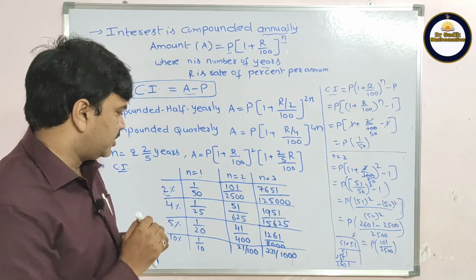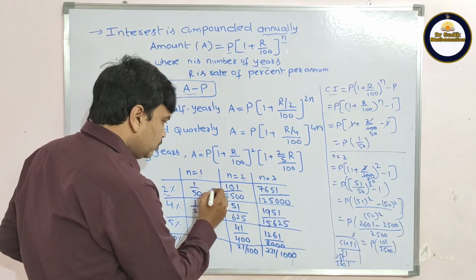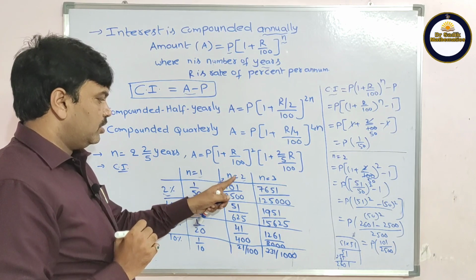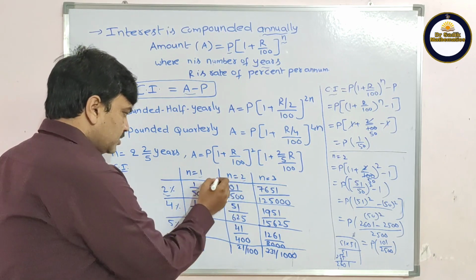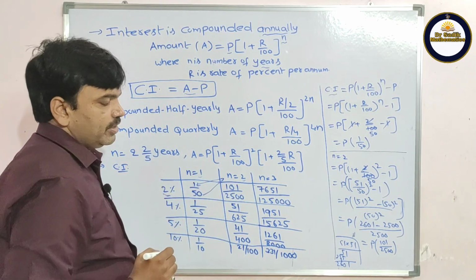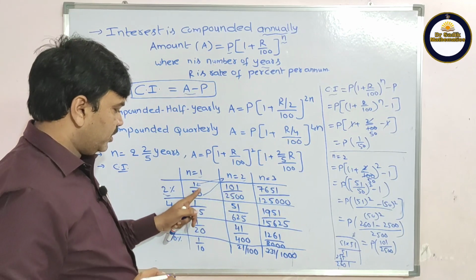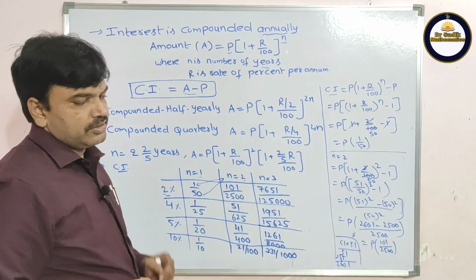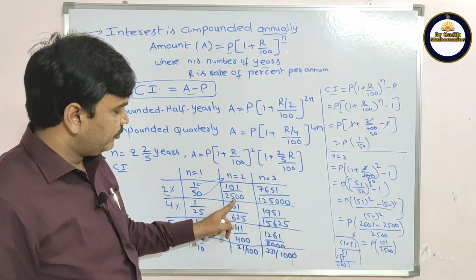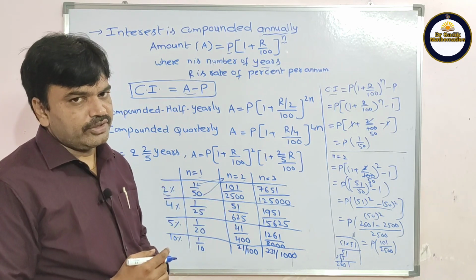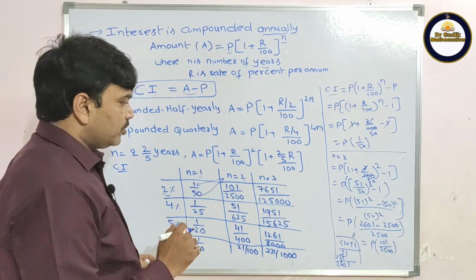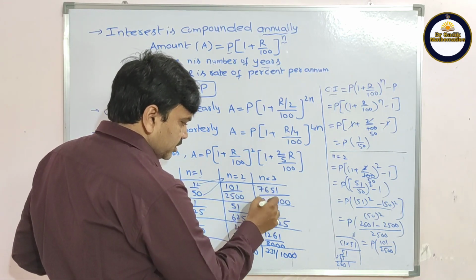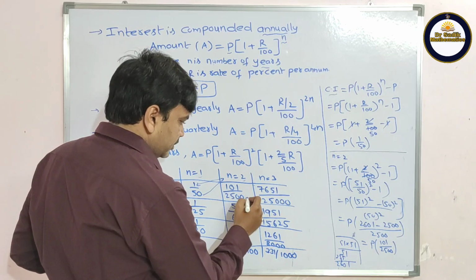Now we can simply remember, friends: 50 into 2 is 100, 100 plus 1, we get 101 divided by 50. Here for n is equal to 2, 50 square, we get 2500. Now for getting the value for n is equal to 3, see here.